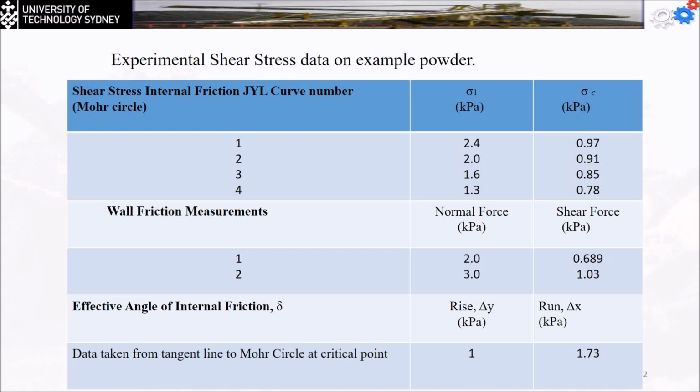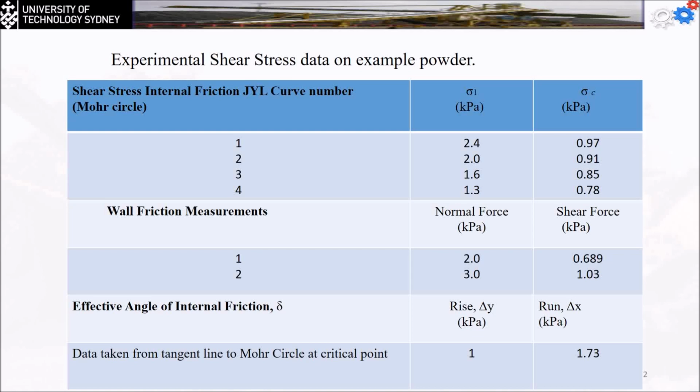The first sample, we added stress of 2.4. Oh, actually, we should start from here. We added the stress of 1.3 and got sigma c equal to 0.78. When we increased the load to 1.6, we got sigma c of 0.85. Sigma 1 increased to 2 kilopascal, and sigma c is going to be 0.91. And for 2.4 kilopascal, sigma c was 0.97. This is the first test.